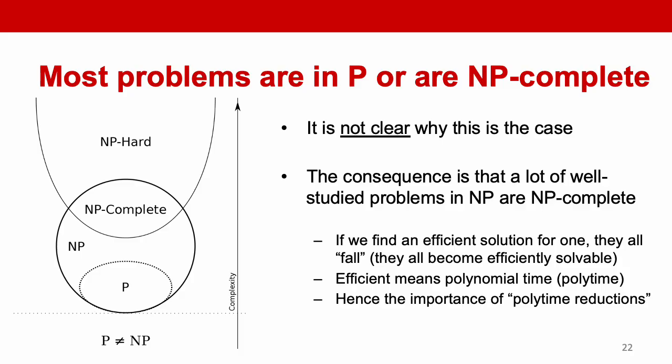Now, weirdly enough, most problems are either in P or are NP complete. So a lot of problems that we care about in graph theory or other algorithms end up being NP complete if they're not in P. This actually means that if we find an efficient solution for one, they all end up falling and become efficiently solvable, and then I would collapse this hierarchy here. Efficient for us is going to mean polynomial time, and we have this concept of polytime reductions.